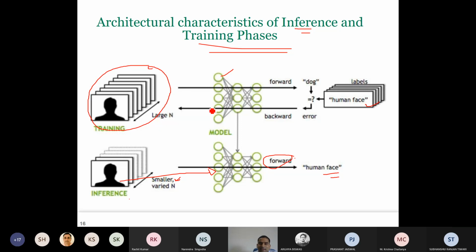Okay, so this is the training phase. This is the inference phase. This is a very brief description. So during the inference, we actually use it. That's also called serving. Inference is also called serving, model serving.